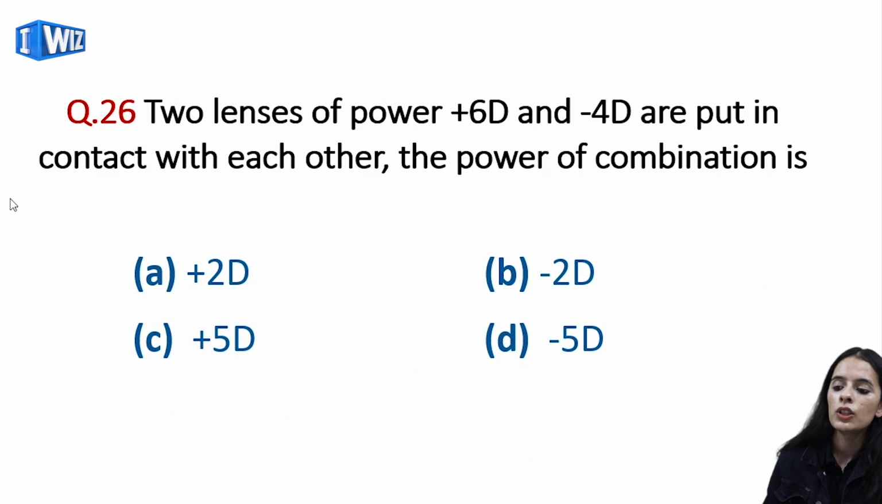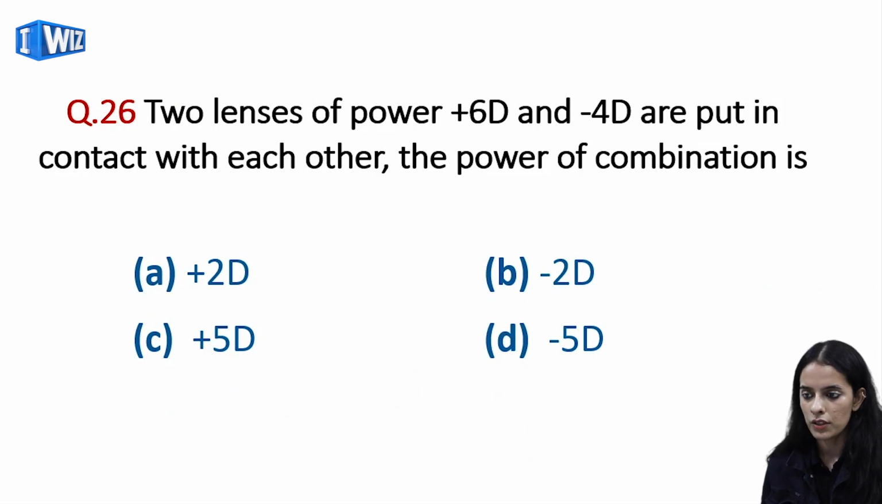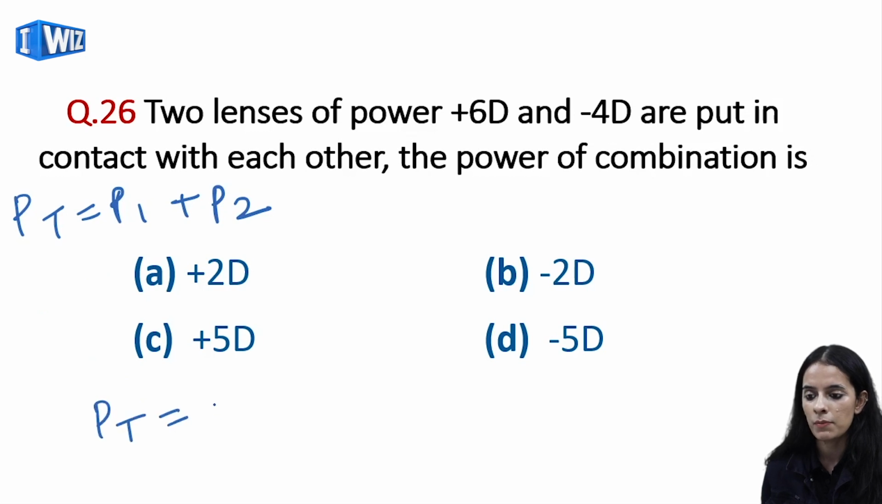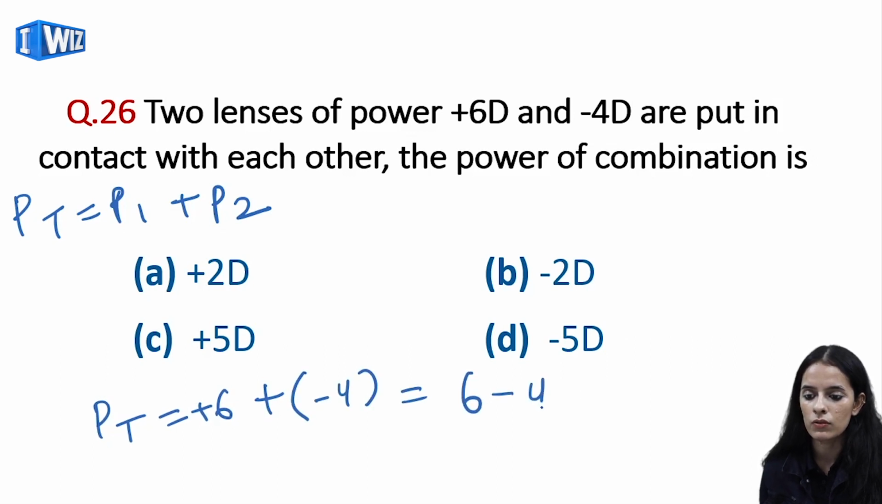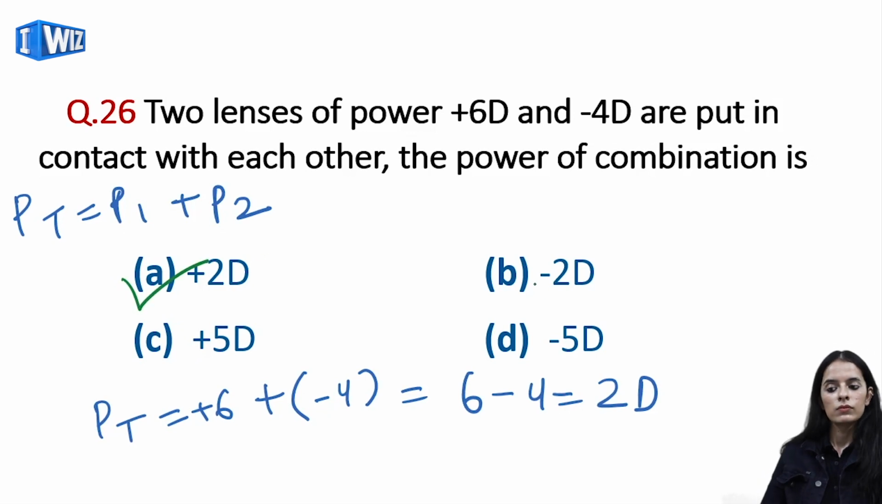Come to the next one. Two lenses of power +6 diopter and -4 diopter are put in contact with each other. The power of the combination is, the total power is equal to the sum of the powers of the two lenses. So the total power will be: P1 is how much? 6. P2 is how much? -4. So 6 plus -4 is 2 diopter. What's the right option? 2 diopter. Okay, plus 2 diopter.